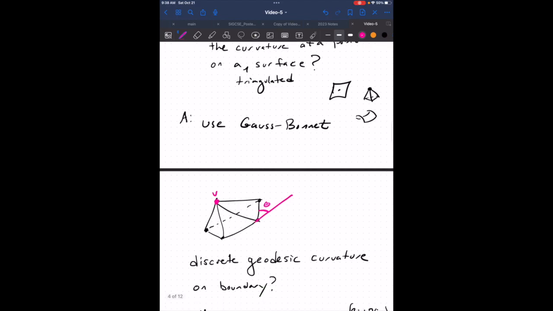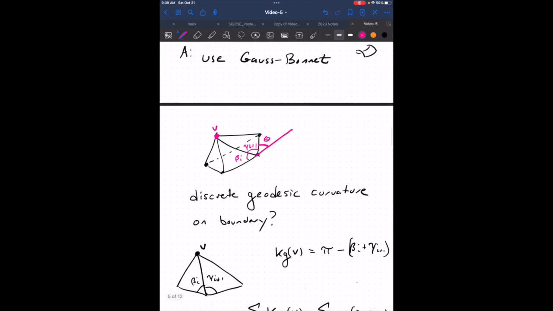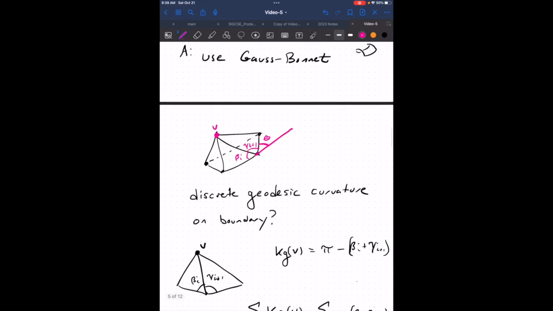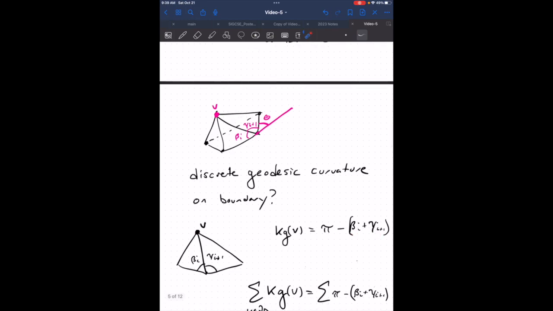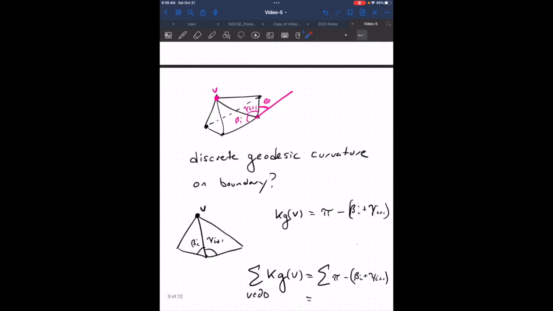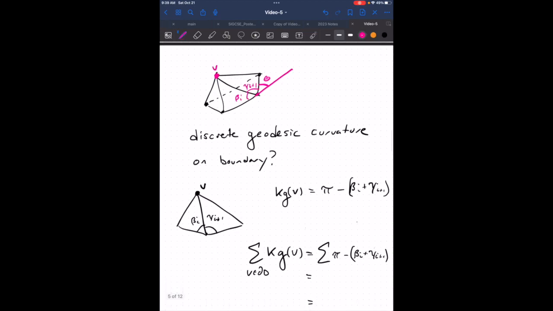And so back to what I was saying about geodesic curvature, we can calculate that in terms of these two angles. I'll call this beta i and this gamma i plus 1, since it's on the next face over. And so our curvature at a point is going to be pi minus this quantity, beta i plus gamma i plus 1. And if we want our total curvature around the entire boundary, we can sum all of those up. So we'll add them up, and we can rearrange some terms here.